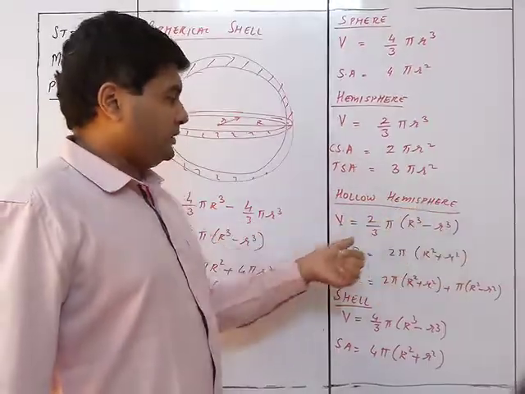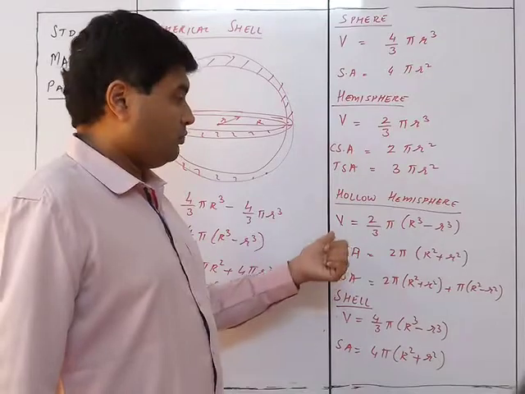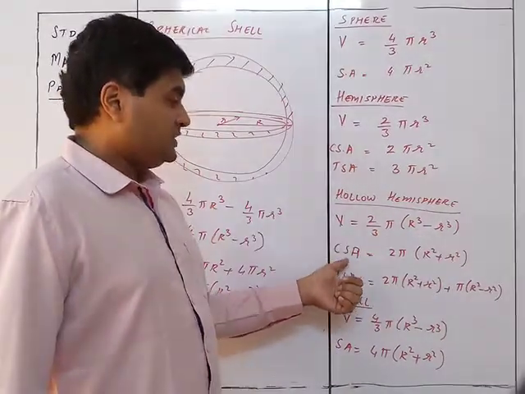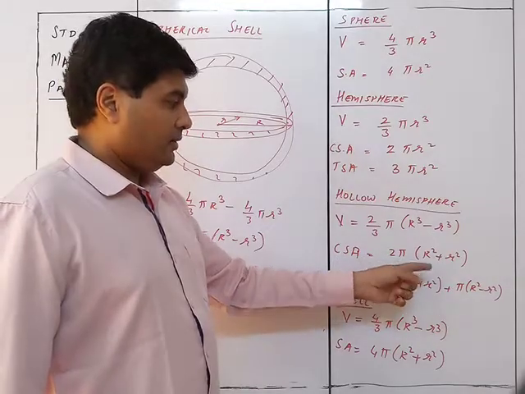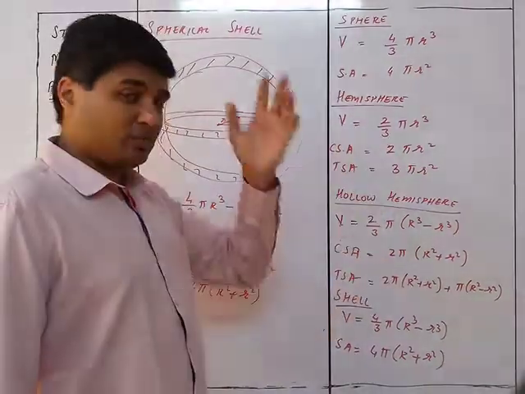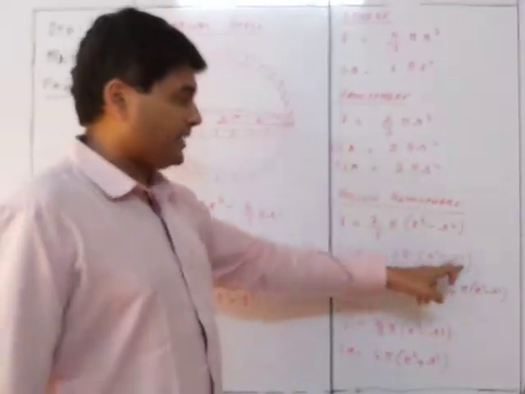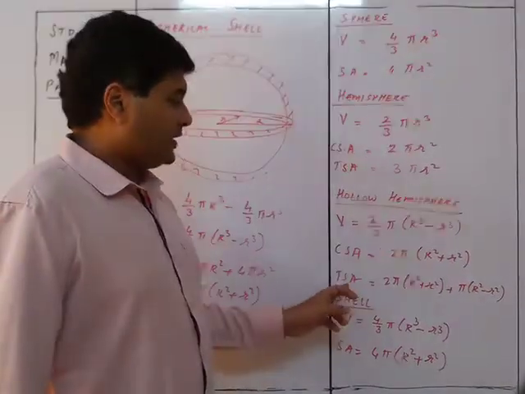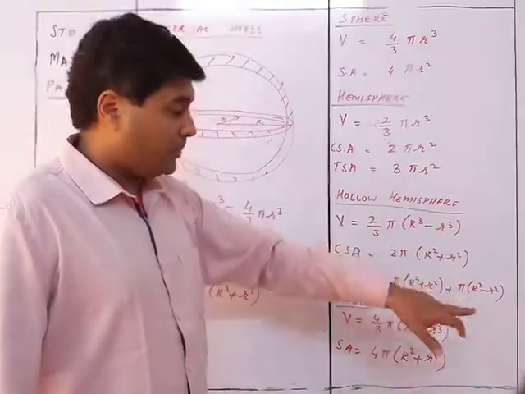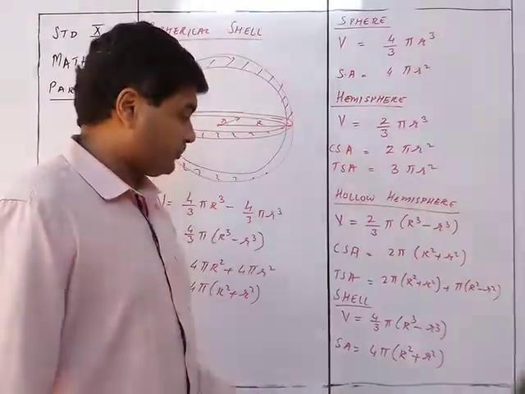Hollow hemisphere, so it's a bowl, volume 2 upon 3 pi bracket R cube minus r cube. CSA is 2 pi bracket R square plus r square, because it is 2 pi R square originally, so from that it was cut, so 2 pi bracket R square plus r square. Total surface area is 2 pi bracket R square plus r square, that is CSA, plus the upper ring. Upper ring is pi bracket R square minus r square.